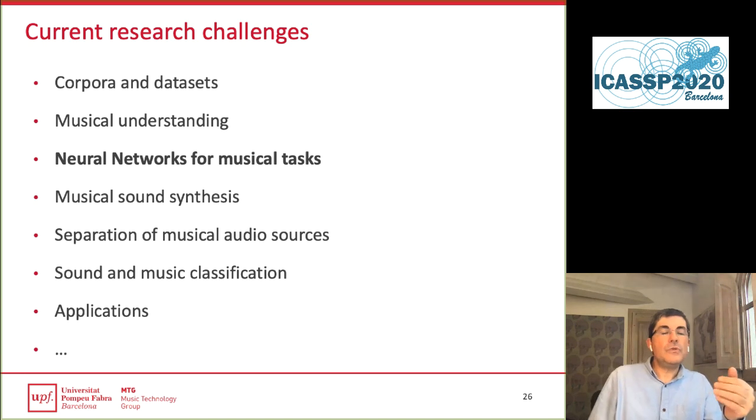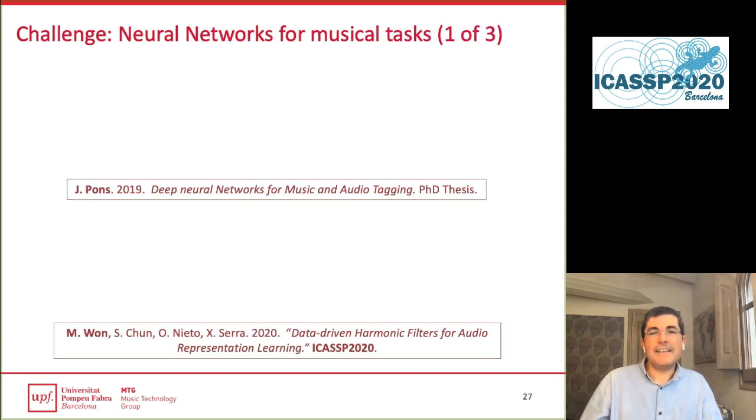Okay, let's go to the next challenge. This one starts to hit the area of deep learning. The challenge is how to apply these neural networks to musical tasks. Deep neural networks have been extensively used in sound and music computing, but one of the challenges is finding architectures that are really adequate for the musical problems we deal with. So we have to use musical knowledge in order to design these architectures and try to figure out what they learn. Okay, so here I will refer to two works.